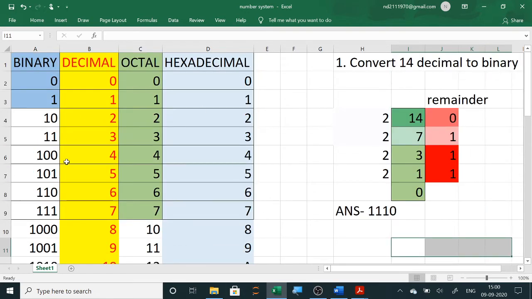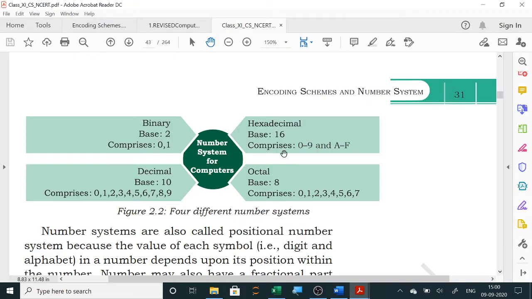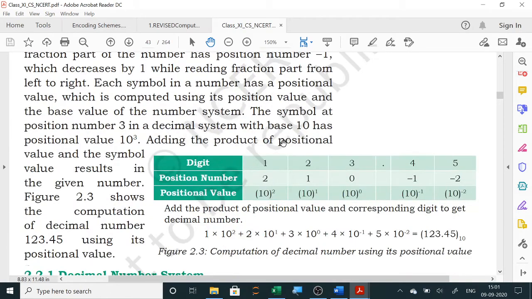So now we also have to learn conversion from one number system to another. Let us see how it is. The bases of the 4 number systems we have already seen: for binary it is 2, decimal it is 10, octal 8, and hexadecimal 16. So first we will see them one by one. Here you can see the decimal number system.